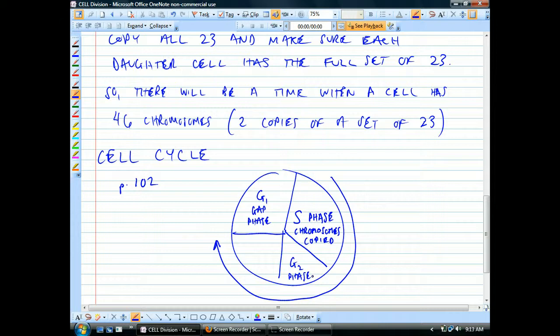Basically, if you're watching a cell under a microscope, something's happening here. Chromosomes are being copied even though you can't see them. And then something's going to happen over here. This is when the cell divides. But in the gaps, nothing's basically happening. The cell's just going about its normal business, making energy, digesting things, whatever it's normally doing. But it's not doing anything special getting ready for cell division. So chromosomes are copied in what's called the S phase.